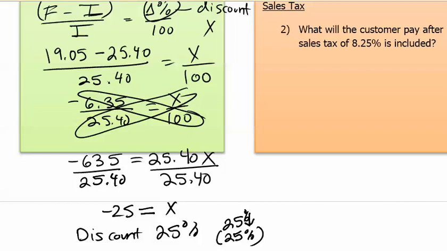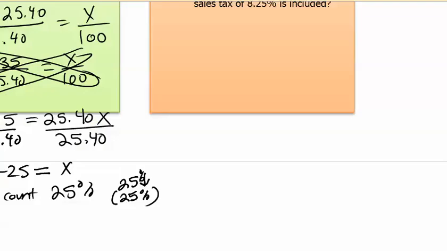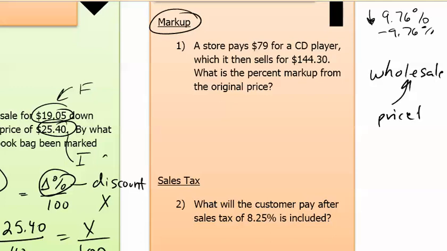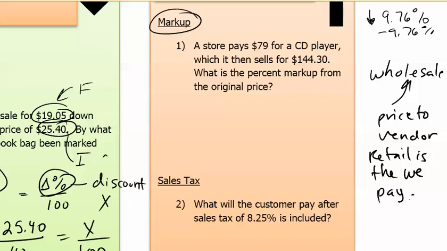Now let's look at situations where we might have a percent increase. In retail, we normally see a percent increase whenever we are applying a markup. We're going from wholesale to regular price. The wholesale is the price that the store pays. So wholesale is the price to the vendor, or the person we're buying it from, and the retail is the price that we, as the customer, pay.